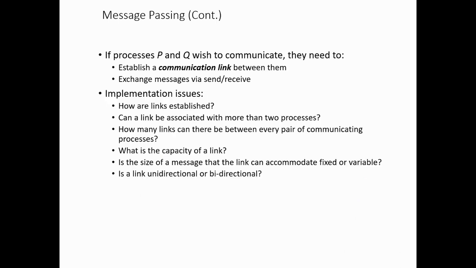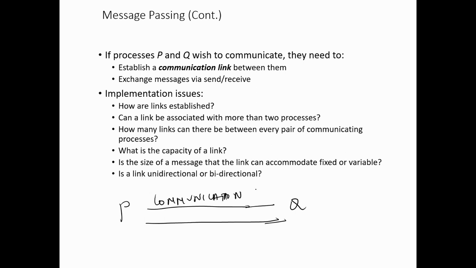Let's continue. Let's say processes P and Q wish to communicate; let's view an example. If P and Q are two processes that are supposed to communicate with each other, first and foremost we are supposed to establish a communication link. After establishing a communication link, process P can exchange the message via send, and process Q can receive the message and further send a message back, so it can be vice versa. So they can communicate with each other with the help of both send as well as receive messages.